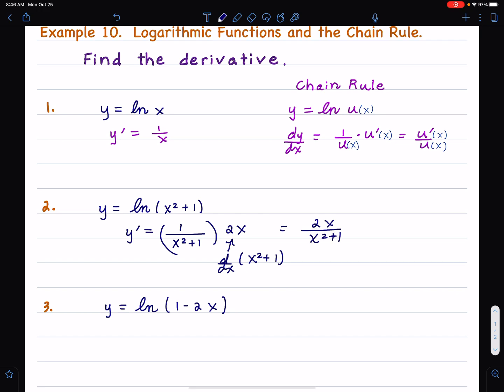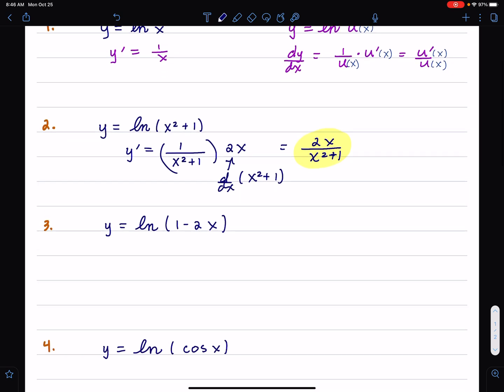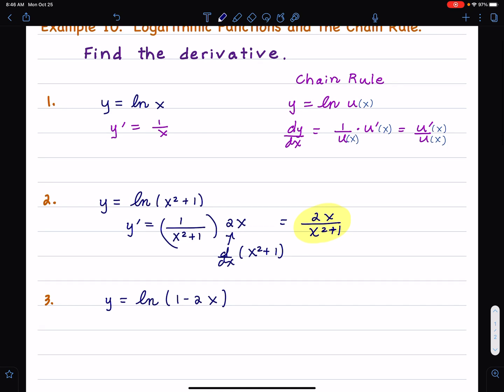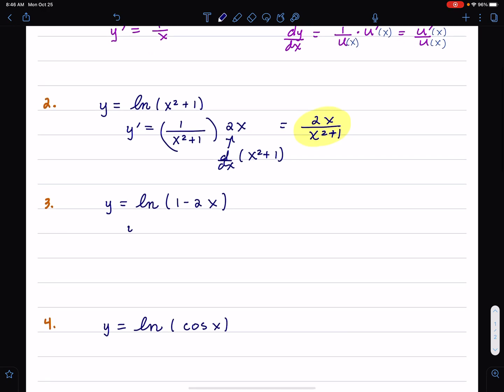So the pattern of the composition and derivative is, if I have ln of x squared plus 1, I put the x squared plus 1 in the bottom and the derivative on the top. So you can really just get right to that. And so this is following what I wrote down here. The derivative of ln u is 1 over u times u prime, or u prime of x over u of x.